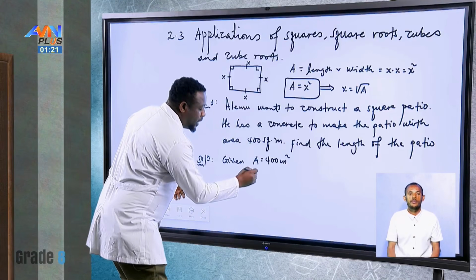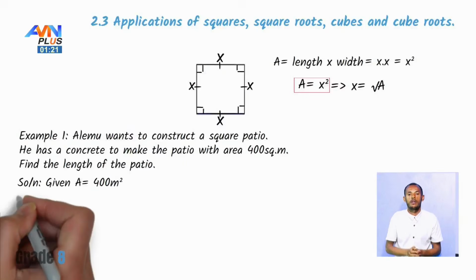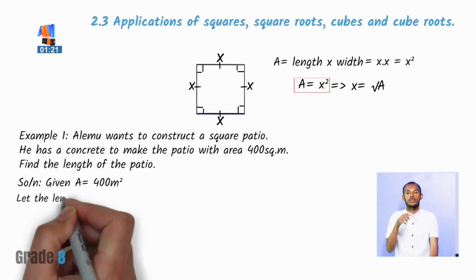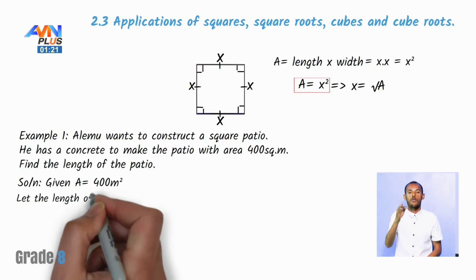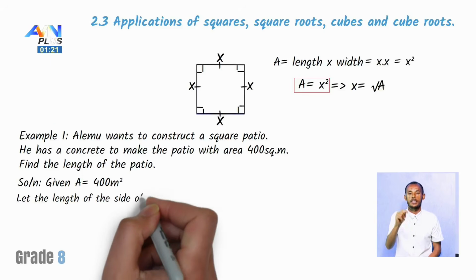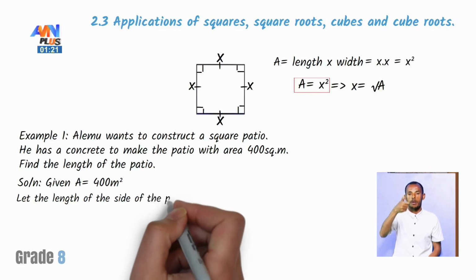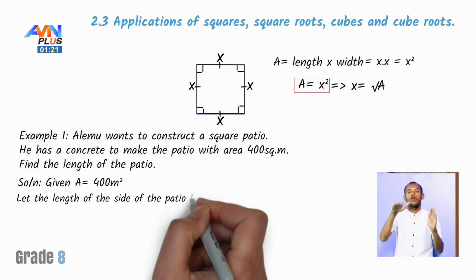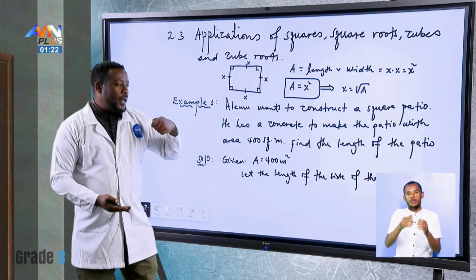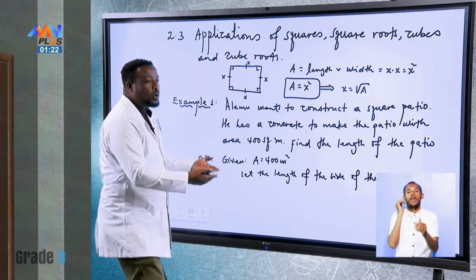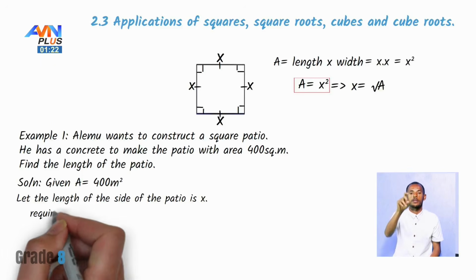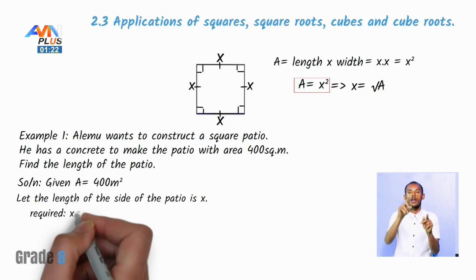So say let the length of the side of the patio be x. If you represent the length of the side of the square patio by x, now you can easily find the required thing. Here, the required thing is x.